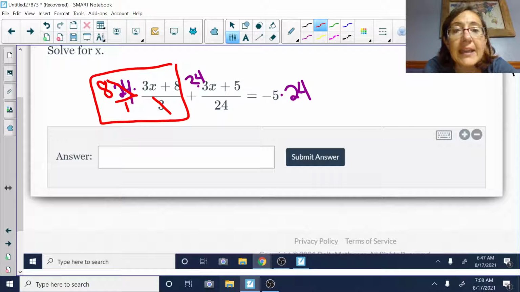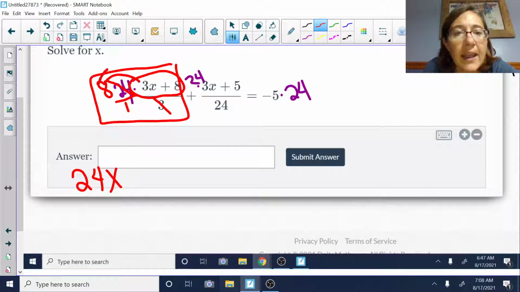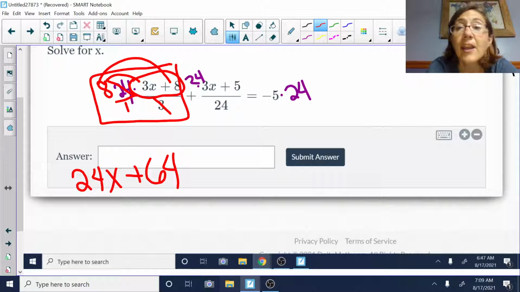So that 8 is going to need multiplied by my numerator here. So distributive property is going to kick in. 8 times 3x is 24x. And that was that. 8 times 8 is 64. So there's the part that comes from what I have in red. No more fraction. That's good.